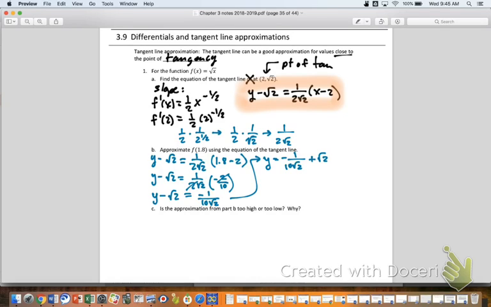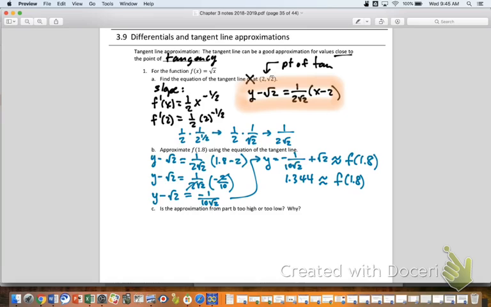And then this is approximately equal to f of 1.8. Okay, and I have no idea what that is as a decimal. Anybody have that? 1.34 what? Okay, so 1.344 as a decimal approximation works for me.